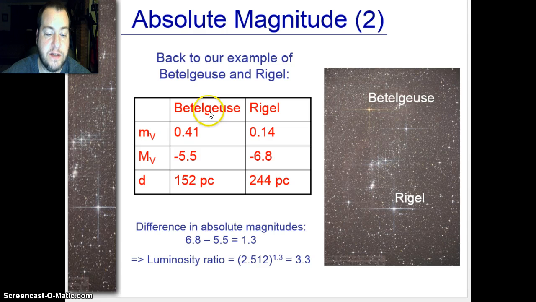The real distance of Betelgeuse is about 152 parsecs away, and Rigel is about 244 parsecs away. So the difference in luminosity gives us a ratio. We can raise this luminosity ratio to the 1.3 power, and we get this number, 3.3, for our luminosity ratio.